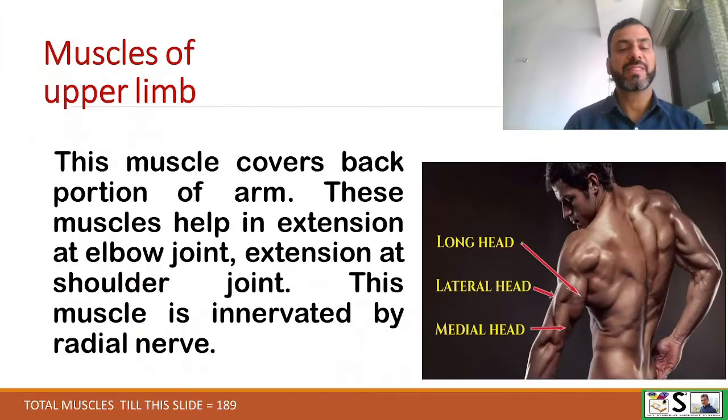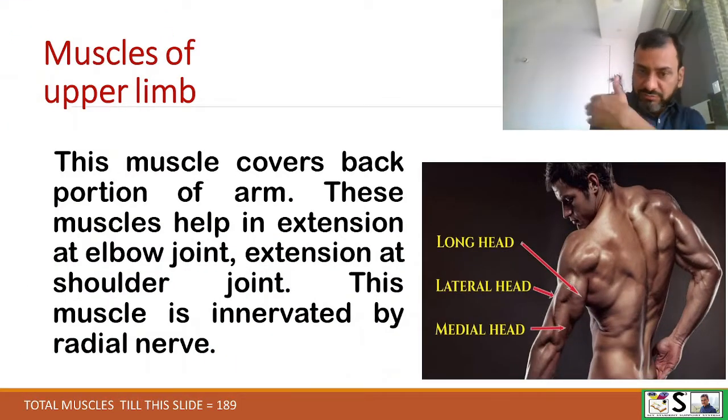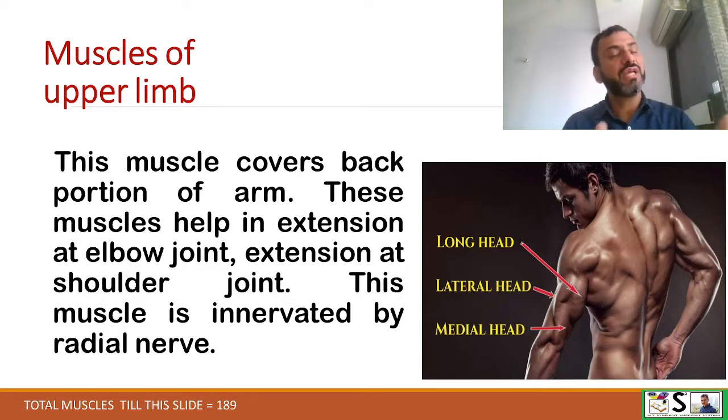These muscles cover the back portion of the arm here and help in extension at elbow joint and extension at shoulder joint, and this muscle is innervated by, or controlled by, radial nerve.